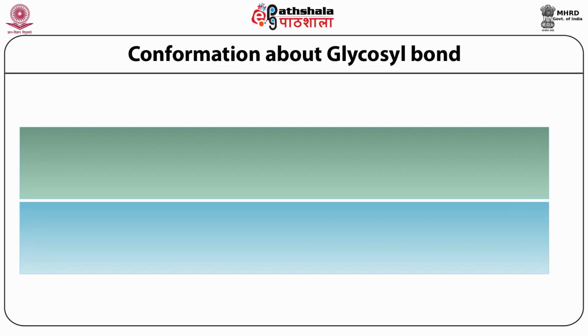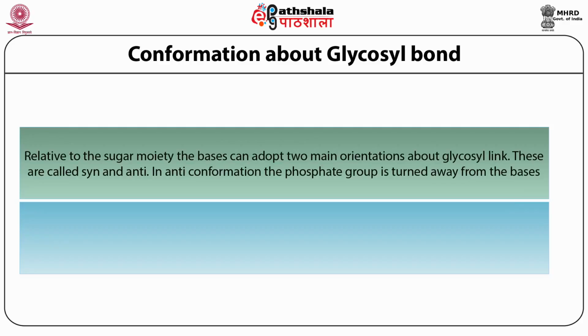Conformation about the glycosyl bond. Relative to the sugar moiety, the bases can adopt two orientations around the glycosyl link. These are called syn and anti. In the anti conformation, the phosphate group is turned away from the bases. In the syn orientation, the phosphate oxygen is near N3 of purines. This is shown in the next slide.